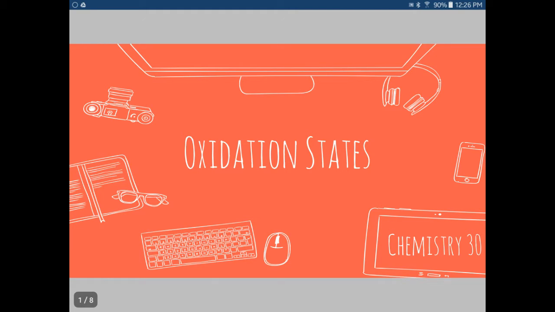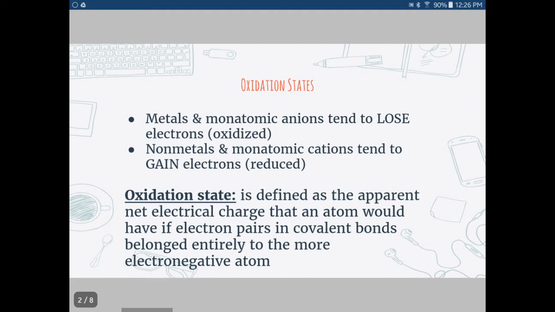We're going to take a look at the next part of electrochemistry, which is oxidation states. Essentially, an oxidation state is the apparent net electrical charge that an atom would have if electron pairs in those covalent bonds belonged entirely to the more electronegative atom. Electronegativity does play a part in determining oxidation states.